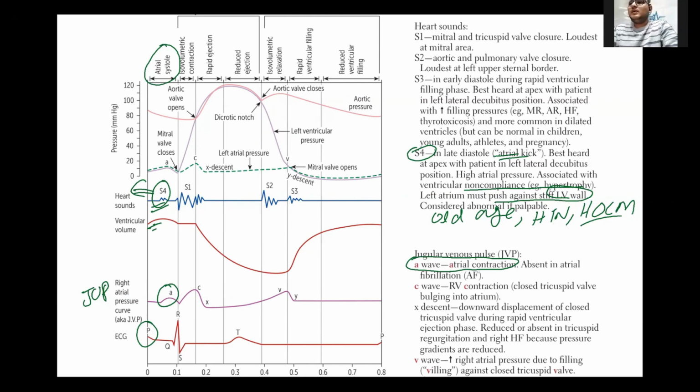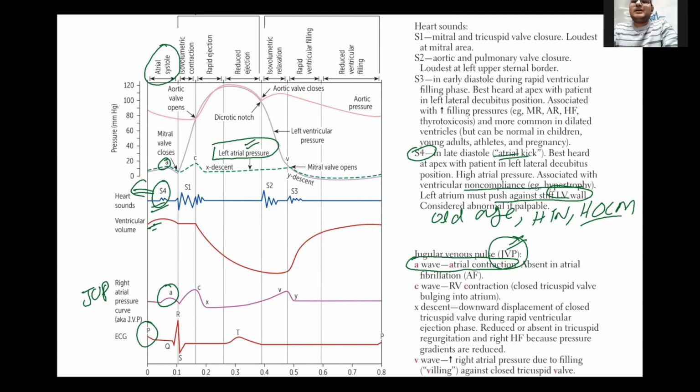Is that clear? The next phase, atrial contraction: what will be happening? There will be a wave in the left atrial pressure. Like the jugular venous pressure, which is the right atrial pressure, the same waves occur in the left atrial pressure, but with a different name. When we talk about JVP, it is the right atrial pressure, jugular venous pulsation. The same A wave will be in the left atrial pressure.